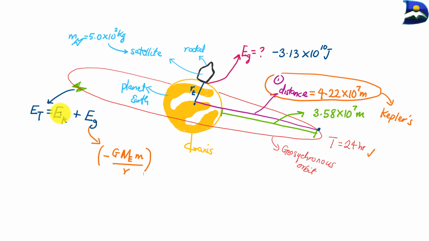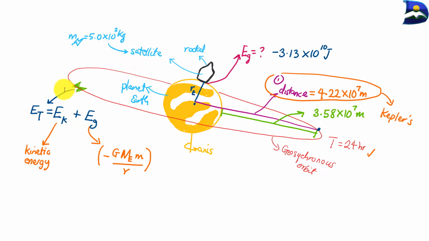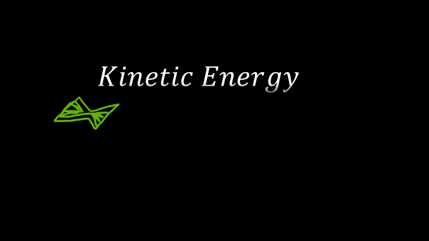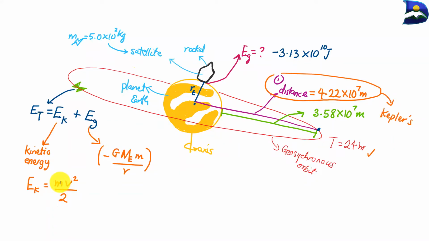Next, we look at the kinetic energy, which is represented as EK. The kinetic energy is instrumental in describing the motion of our satellite at that particular orbit. This value is EK equals half m v squared, where v is the speed of our satellite and m is the mass of the satellite.